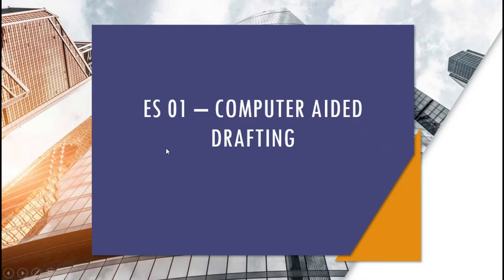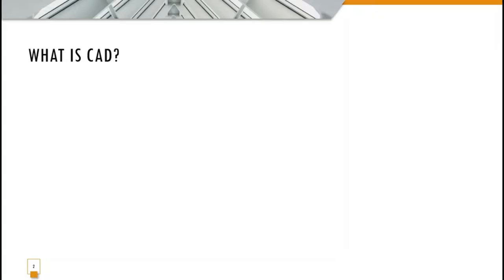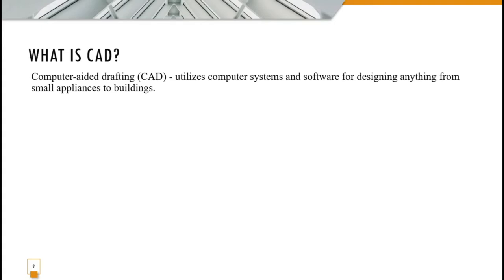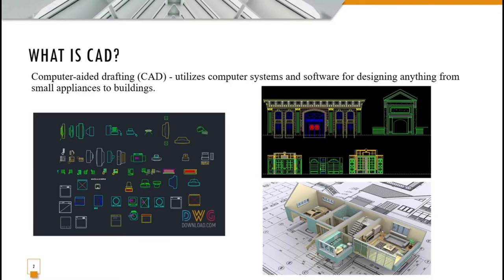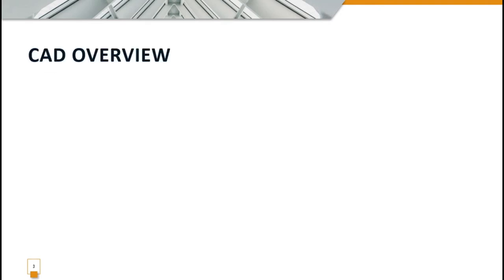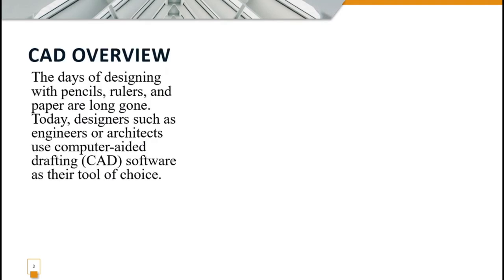So first, we define what is CAD. CAD stands for Computer-Aided Drafting. It utilizes computer systems and software for designing anything from small appliances to buildings. The days of designing with pencils, rulers, and paper are long gone. Today, designers such as engineers and architects use computer-aided drafting software as their tool of choice.